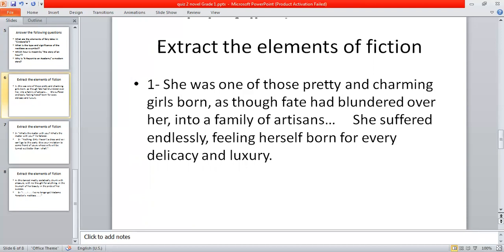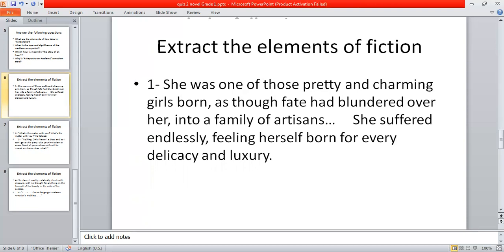Let's read extract number 1. She was one of those pretty and charming girls born as though fate had blundered over her into a family of artisans. She suffered endlessly, feeling herself born for every delicacy and luxury.